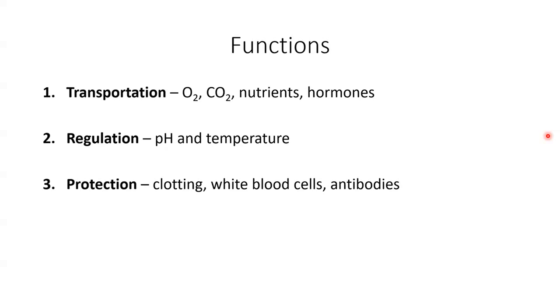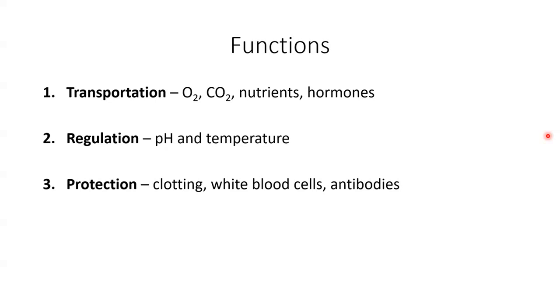For example, blood helps regulate pH through the use of buffers like bicarbonate. It also helps adjust our body temperature through the redirection of blood to different areas of the body, as well as the proximity of blood vessels to the surface of the skin.